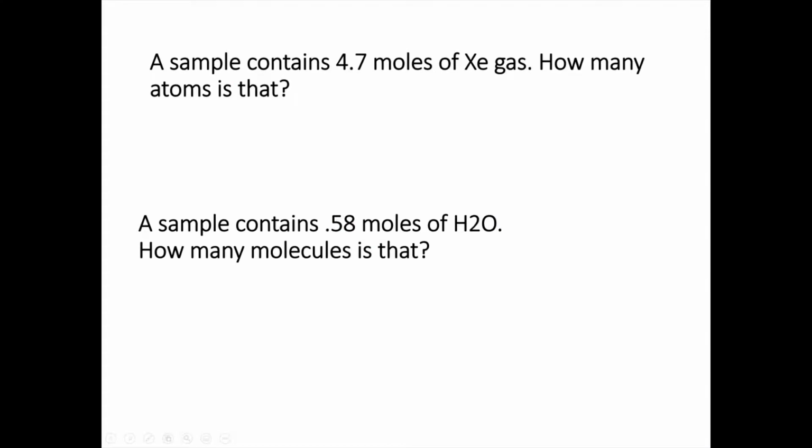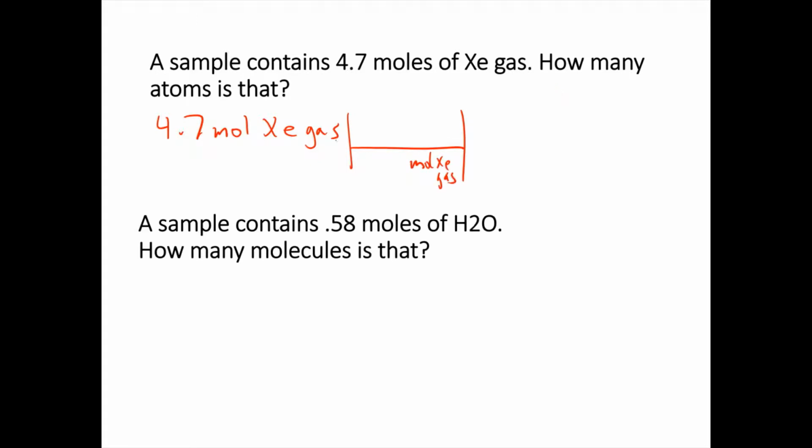Use what we just learned to calculate and use the mole. This question says a sample contains 4.7 moles of xenon gas. How many atoms is that? Well, to figure out how many atoms are in 4.7 moles, I start with my given. 4.7 moles of Xe gas. Notice how I just abbreviate moles as mol. And just like at the beginning of the year, we're going to use our bunk beds. And on the bottom, I put moles of Xe gas.